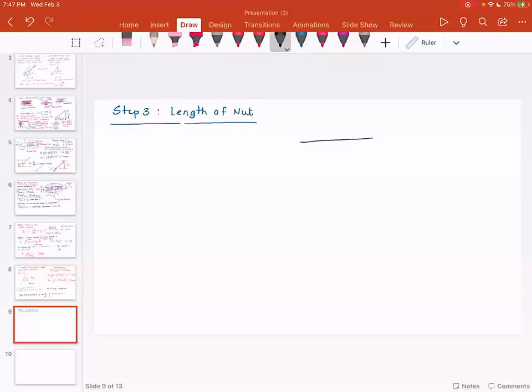So we have this rod. This rod is threaded. And then you have this nut.